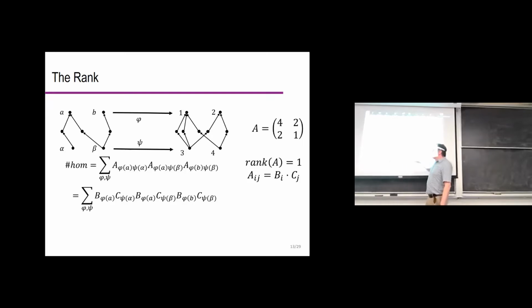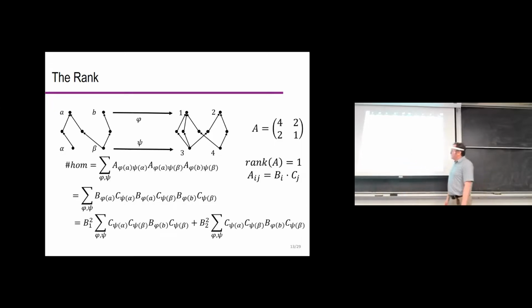But nothing else depends on this value, phi of A. This means that I can group things together and just sum up over all possible values of phi of A. Suppose phi of A is 1. Well, I have two occurrences of B phi of A, so it would be B1 squared. Phi of A is 1 here, right? The rest is like that.